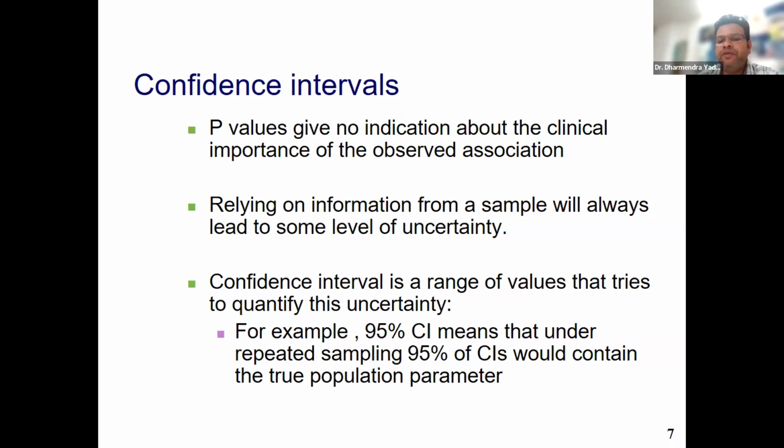A confidence interval is a range of values that tries to quantify this uncertainty. For example, a 95% confidence interval means that under repeated sampling, 95% of confidence intervals would contain the true population parameter. I'm just giving you one example of confidence interval, confidence level and level of significance. Suppose, from previous experience of weather forecasting, I'm saying that today there is a 95% chance that it will rain in Delhi, right? So this 95% is called our confidence level.